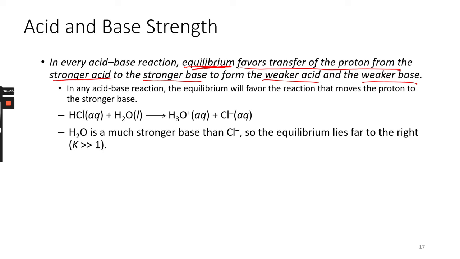HCl plus water yields hydronium plus Cl minus. Water is a much stronger base than Cl minus. Remember I said Cl minus is very, very weak. So water is stronger than that. So the equilibrium will lie far to the right. Remember, in an acid-base reaction, the equilibrium will favor the reaction that moves the proton to the stronger base. So the forward reaction is more favorable here, which means you're going to produce more products, which means your equilibrium K is going to be greater than 1.